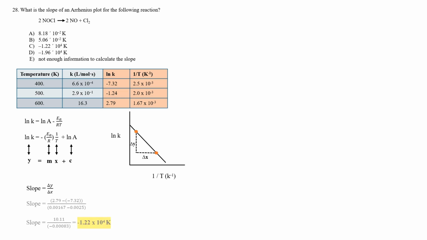I'm going to pick two data points in the ln k and 1 over T columns. So I picked 2.79 and 7.32, the first and the last readings. And then delta y is y2 minus y1 divided by x2 minus x1. Then you can easily calculate the slope of the line. It is negative 1.22 times 10 to the power 4.